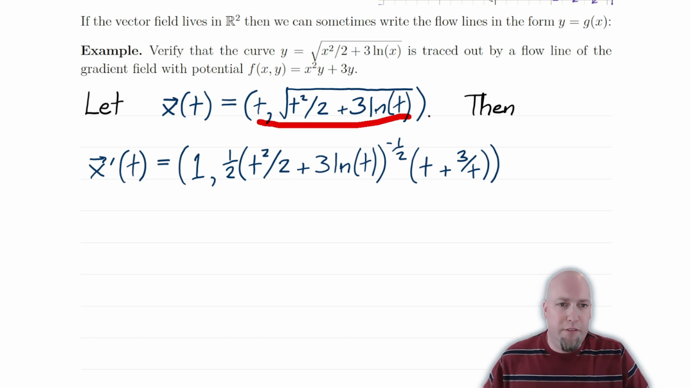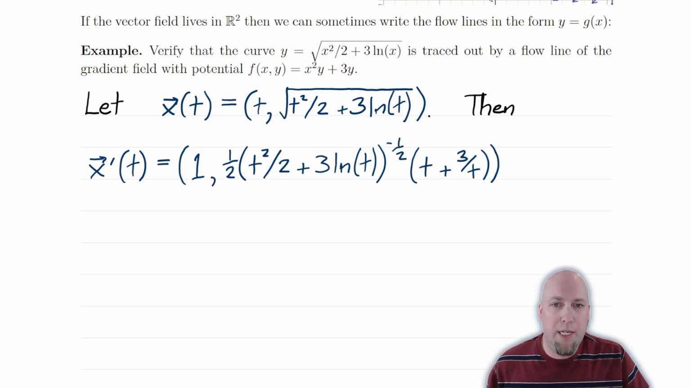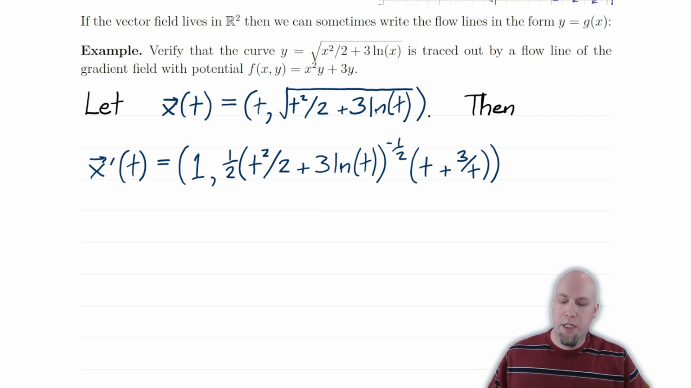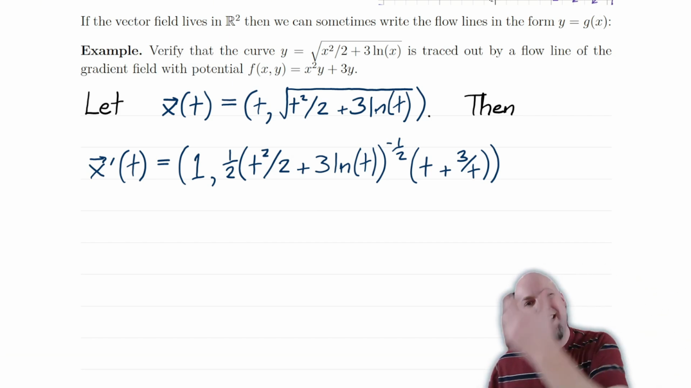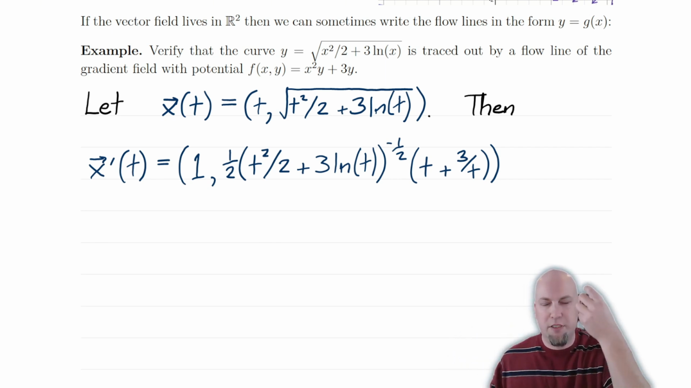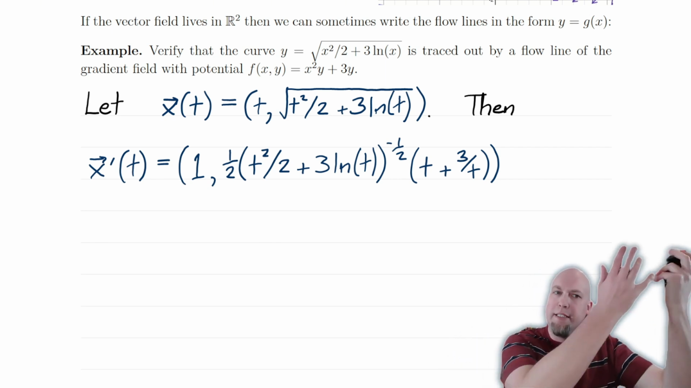Well, just take the derivative of both entries. T becomes a 1 when I take its derivative, and for this thing over here you get some ugly expression, where you need a little bit of chain rule. This part over here is just coming from the chain rule. So that's my velocity vector. That's the left-hand side in the definition of a flow line. If it's really a flow line, I want the right-hand side to equal the same thing.